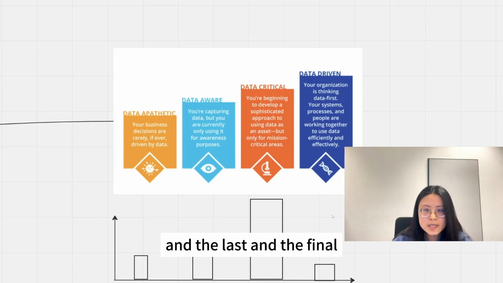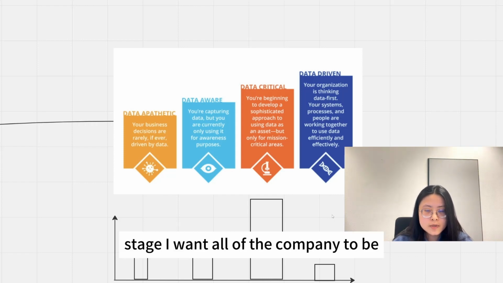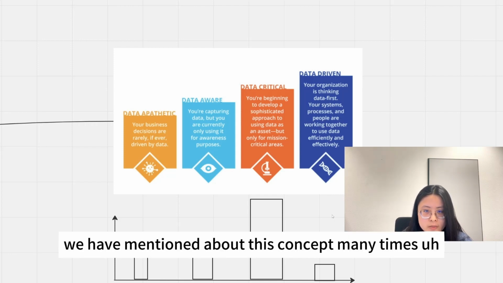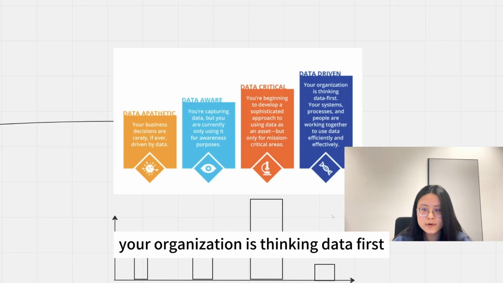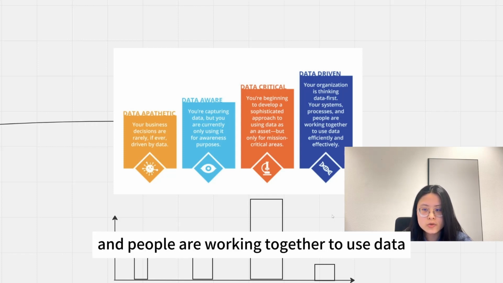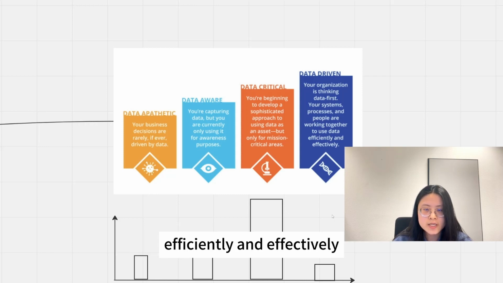And the last and final stage I want all of the companies to be at is the data-driven part. We have mentioned this concept many times. Your organization is thinking data first. Your systems, processes, and people are working together to use data efficiently and effectively.